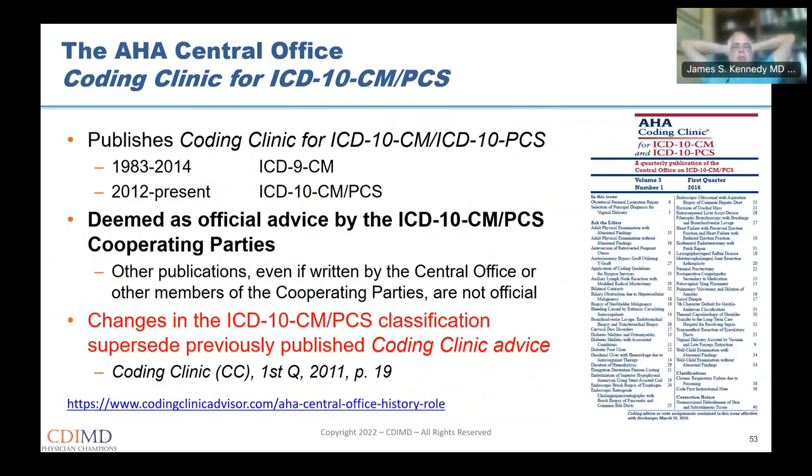Another document that you likely will not have access to, unless you have access to an encoder, is the American Hospital Association's Coding Clinic for ICD-10-CM/PCS. Now, the Coding Clinic differs from the conventions and the guidelines that I mentioned previously, in that the Coding Clinic is official advice that interprets the conventions and the guidelines according to the questions that have been sent. It's very much like a Supreme Court rendering the judgment of what a coder can or cannot do.